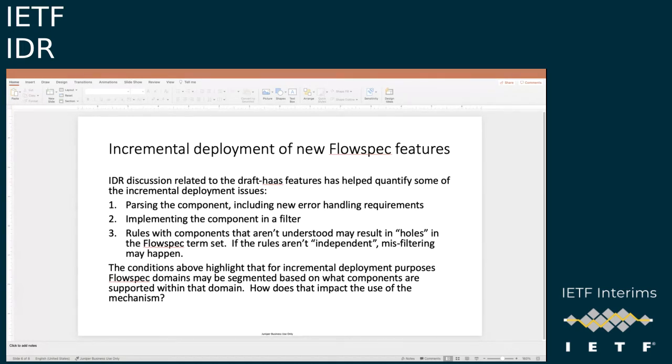If for some reason you end up losing the more specific rule based on the sort ordering, you'll end up with misfiltering. And in cases for new features, we see something very similar. If you don't understand a given feature, you may end up doing misfiltering there. So that's what's intended about the problems for independent rules. I think the second piece of question I heard from you was the partial deployment problem.